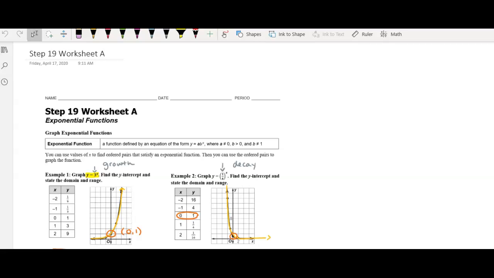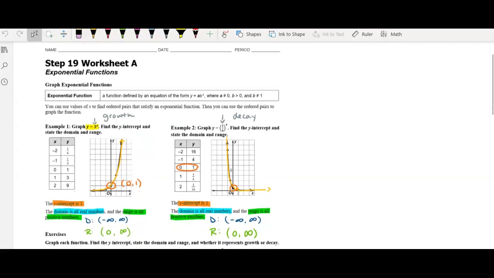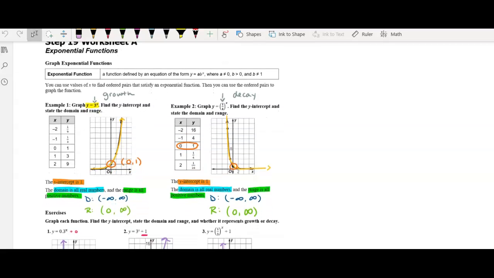The purpose of this video is to help you get started with worksheets A, B, and C in step 19, or check your work if you've already done them. So here we're talking about exponential functions, where x is in the exponent.